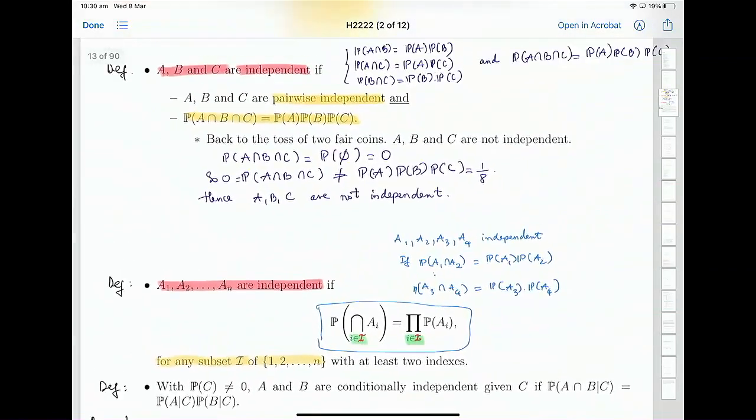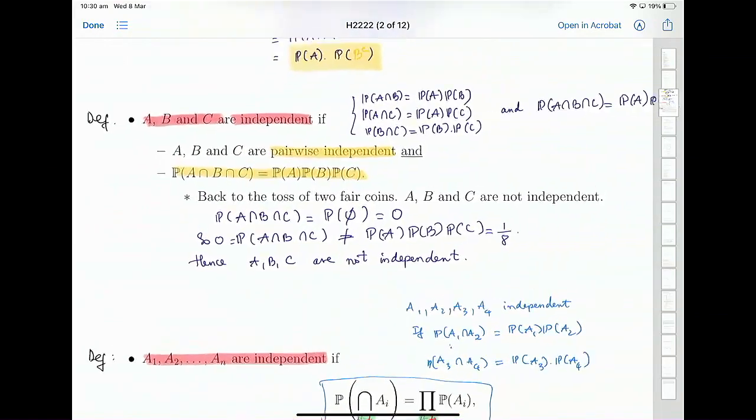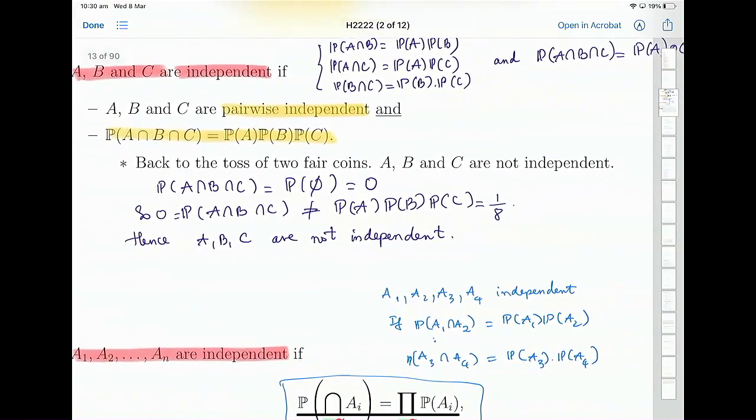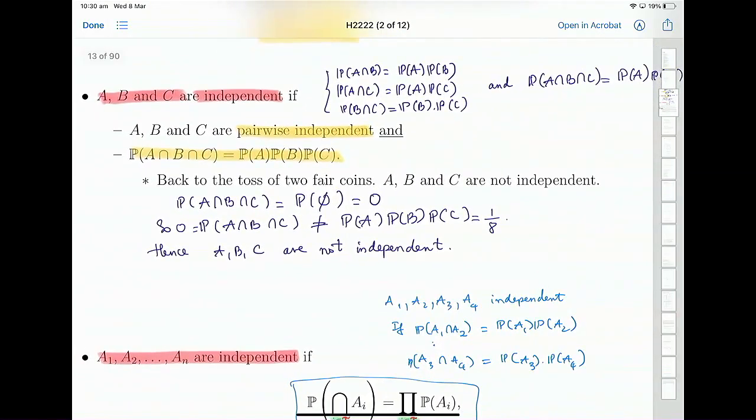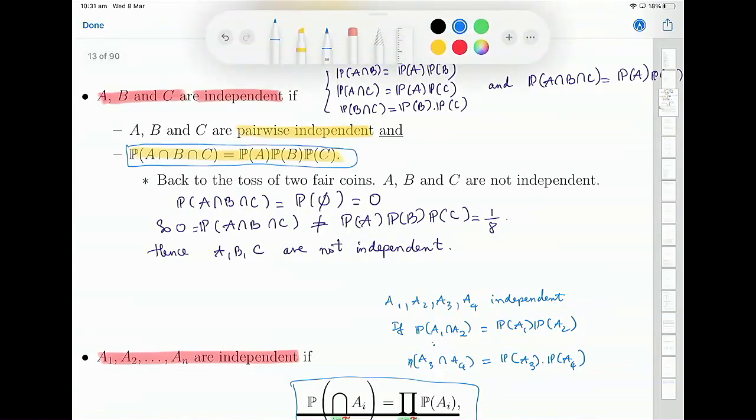We have an example here to show that in this example, you will see that A, B are independent, B, C independent, A, C independent, which is A, B, C are pairwise independent, but A, B, C doesn't satisfy the last equality here. So they still are not independent from the definition.